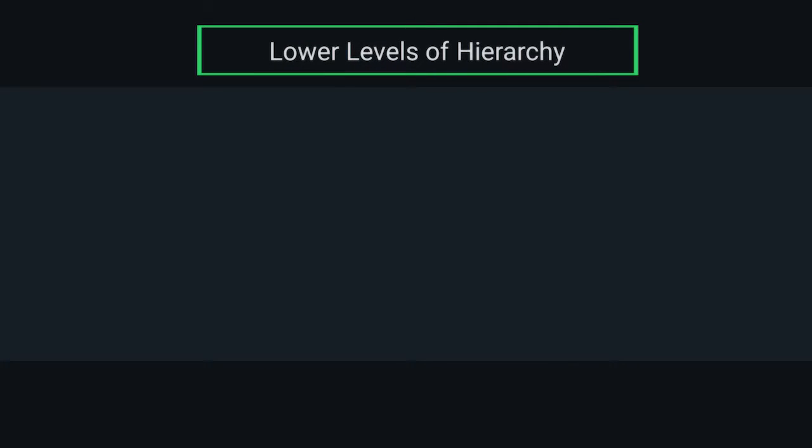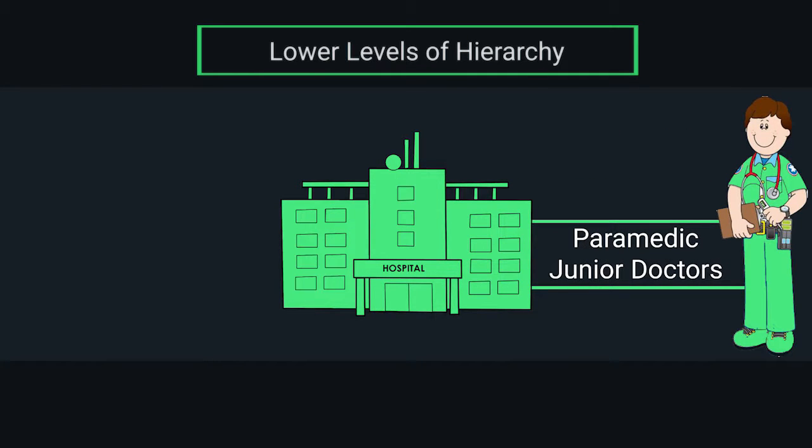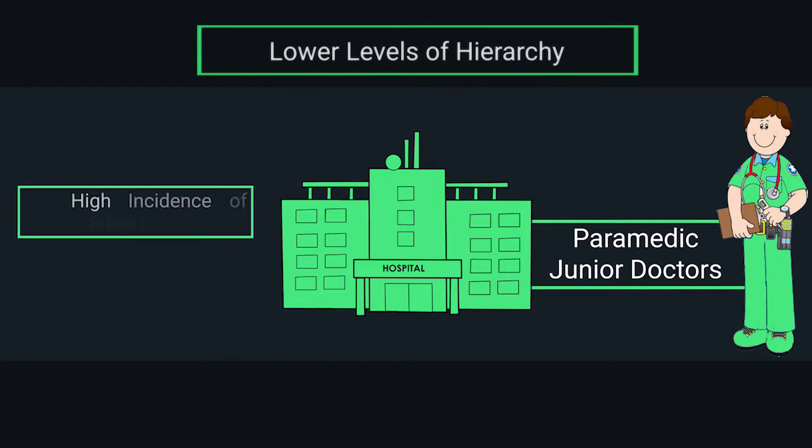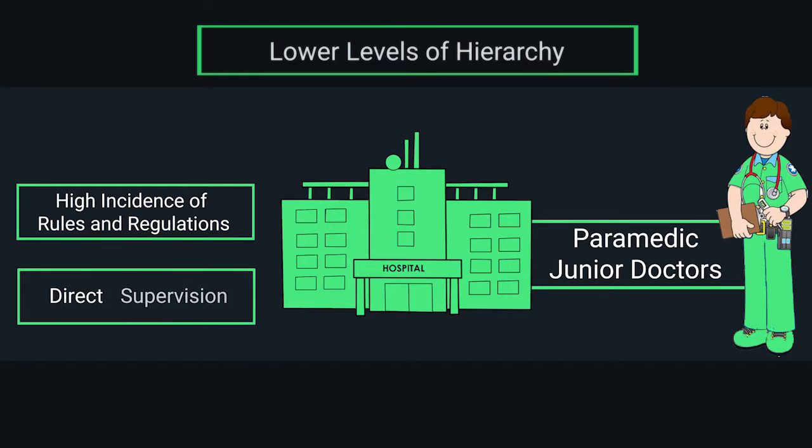Once they get all the readings, then most probably they will call up the senior doctor and tell him or her that this is the state of the patient and you need to come and look at these people. So, very often you will notice that at lower levels of organization, and in this particular hospital when you look at the paramedics or the junior doctors, they are at the lower levels of the hierarchy. There is a high incidence of rules and regulations. Of course, there will be a little bit of direct supervision also coming in here.